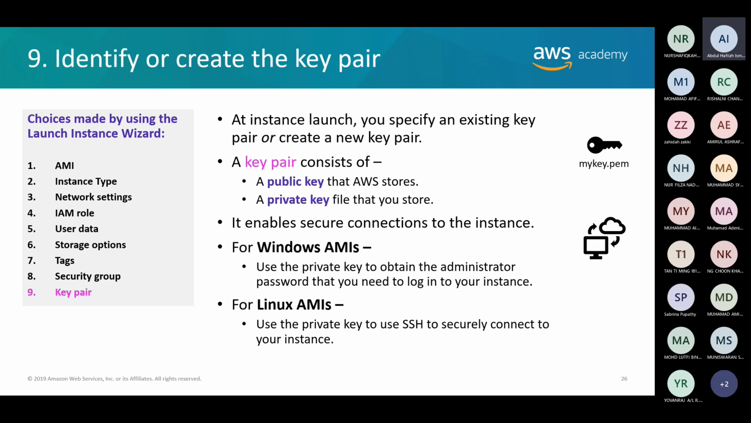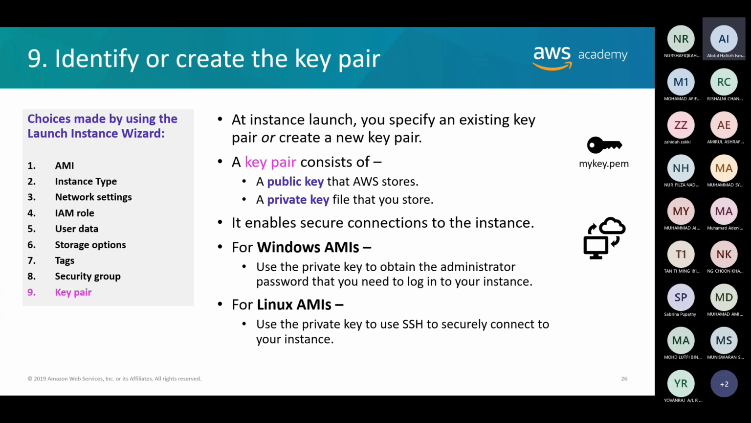So to connect to a Windows instance, use the private key to obtain the administrator password and then log in to the EC2 instance Windows desktop by using RDP, remote desktop protocol. To establish an SSH connection from a Windows machine to an Amazon EC2 instance, you can use tools such as PuTTY, which require the same private key. So that is for Windows.